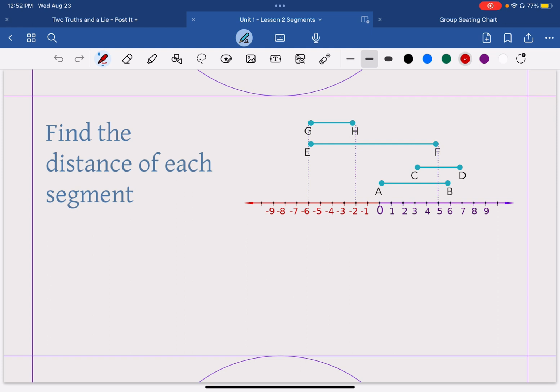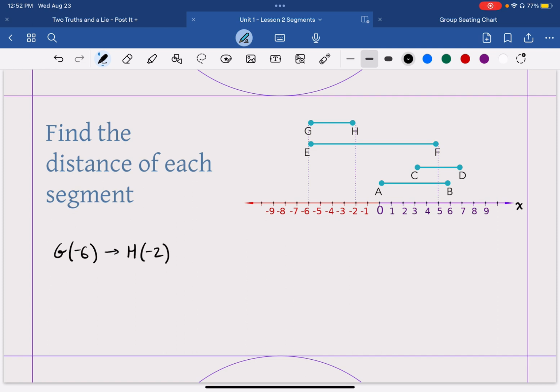Here we have a few examples where you want to find the distance of each segment. Notice that we can write each of these segments with their proper coordinates. Now, when I say coordinates, we only have one number line. So therefore, we're only going to have one number in the coordinate. So let's call this number line x. And so therefore, we have g of -6 going to h of -2.